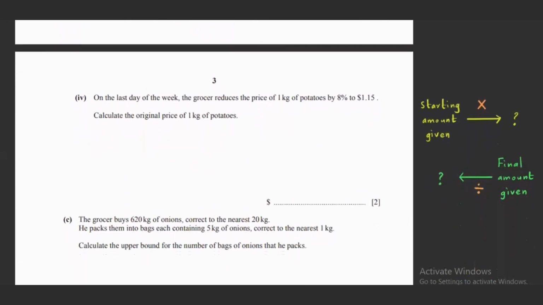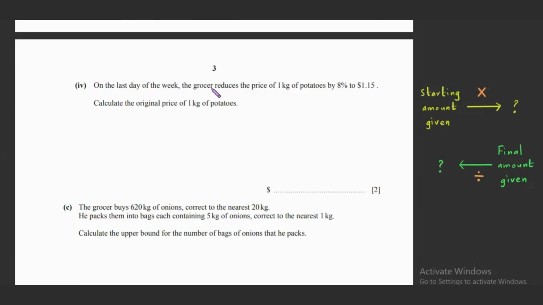Let's move on to part 4. On the last day of the week, the grocer reduces the price of 1 kilogram of potatoes by 8% to $1.15. Calculate the original price of 1 kilogram of potatoes. In the question, we are given the final amount. We are supposed to calculate the original price. It clearly states that the grocer reduces the price by 8%, which means from 100, we need to deduct this 8. So from 100, when I deduct 8, that is 92%.